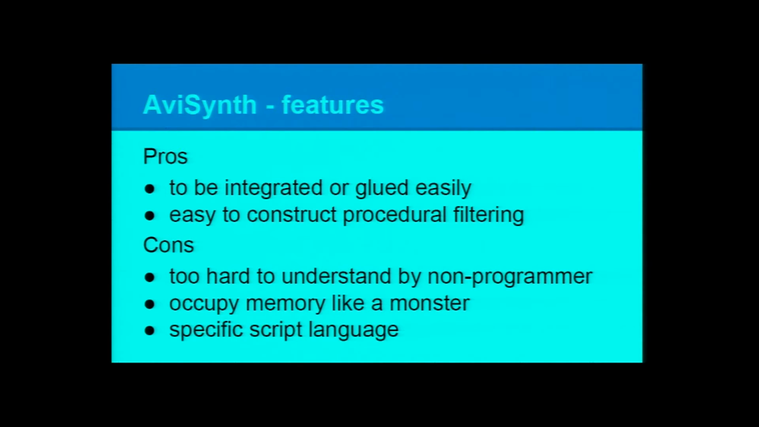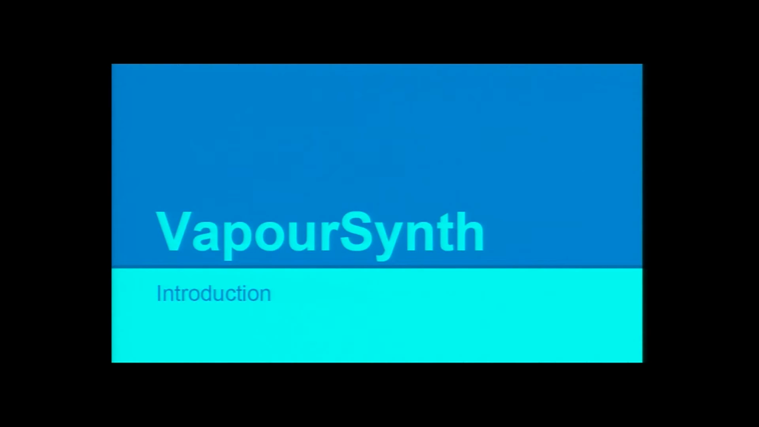However, a script-based interface means that it is too hard to understand for non-programmers, and even though AviSynth sometimes feeds video in real time, it may be slow and occupy memory like a monster. And the worst is that AviSynth uses a specific script language, so it supports recursion but doesn't support for loops and while loops. So is there a way to get rid of the weak points of AviSynth, especially the strange script language?